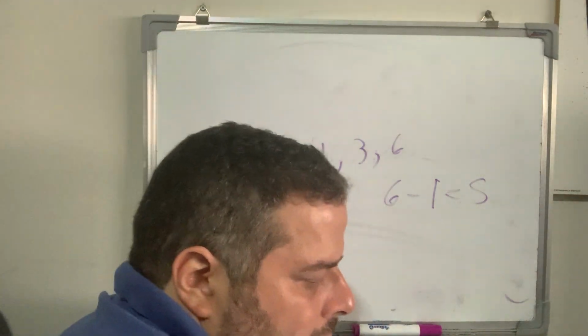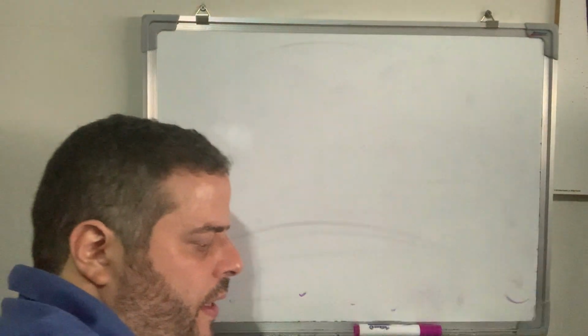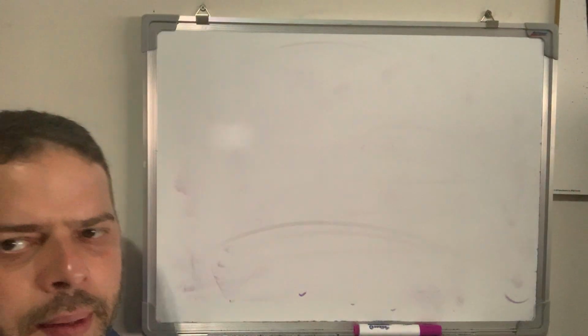So again, it's too simple. Range is the difference between the maximum and the minimum value.